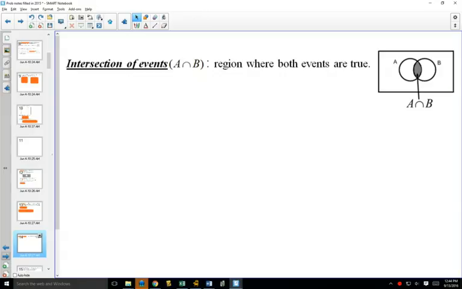Cats and dogs. There we go. Some people like cats and dogs. Some people only like dogs. And some people only like cats. And there are some people that don't like cats or dogs. So this Venn diagram has an intersection, and that intersection is where you like both of them.